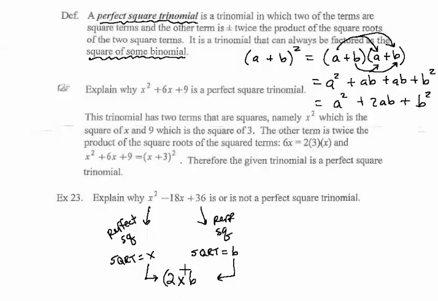Probably not the best way to write that. We could call this a 2x and a 6, but whenever we multiply 2 and 6 together, we get a 12x. And I wrote this up here above because we want to compare it to this middle term that we were given. They don't match. And with that being said, since these middle terms don't match, this is not a perfect square trinomial. Okay. So the middle term is 2 times the 2 square roots of a perfect square trinomial.